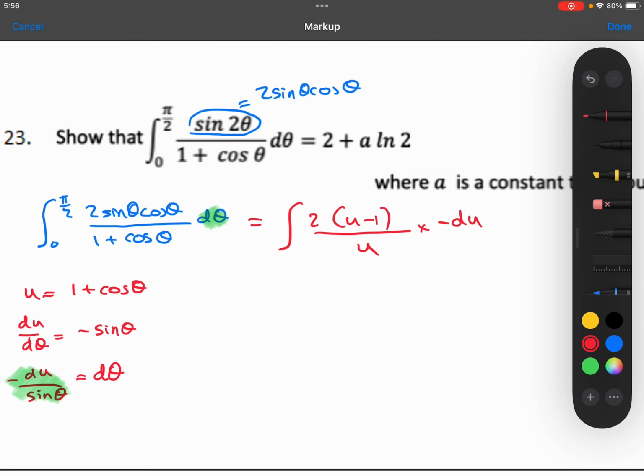Right, what about the limits? So, let's do that here. When theta is 0, u is equal to 1 plus cos 0, which is 2. So our lower limit here is 2. When theta is pi over 2, u equals 1 plus cos pi over 2, which is 1. So my upper limit is 1.